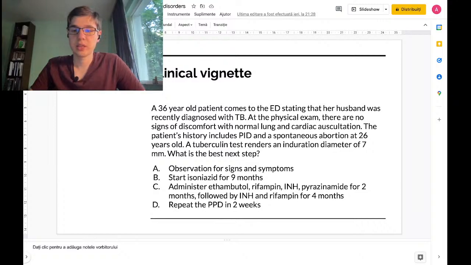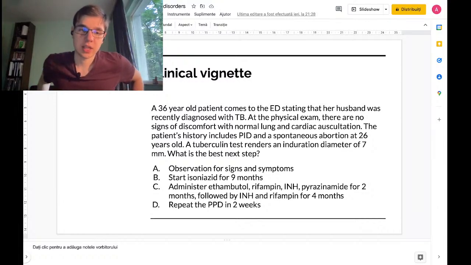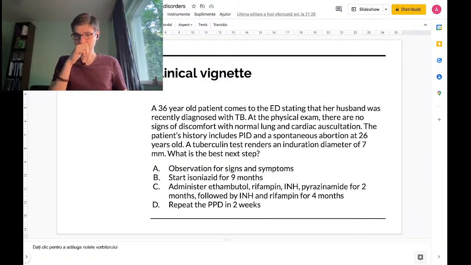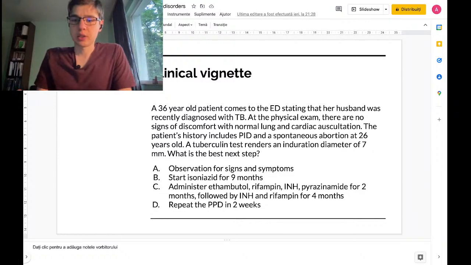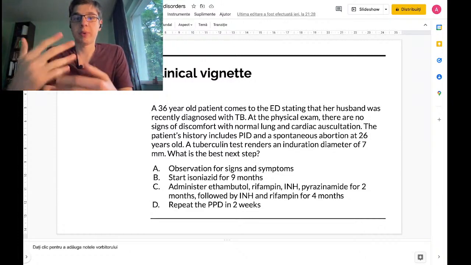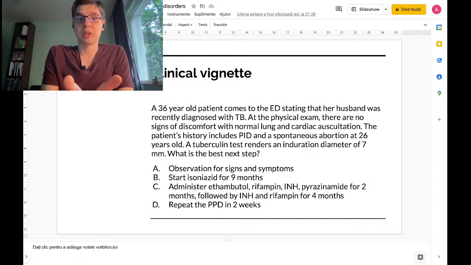So the participants who said D, what was the reasoning behind repeating the PPD in 2 weeks? So Lucas tells us that it is C. Okay, now let's discuss the right answer. The right answer is B. We start isoniazid for 9 months. The patient is positive at the tuberculin test. She's a close contact with an induration greater than 5 mm, as Parth said.